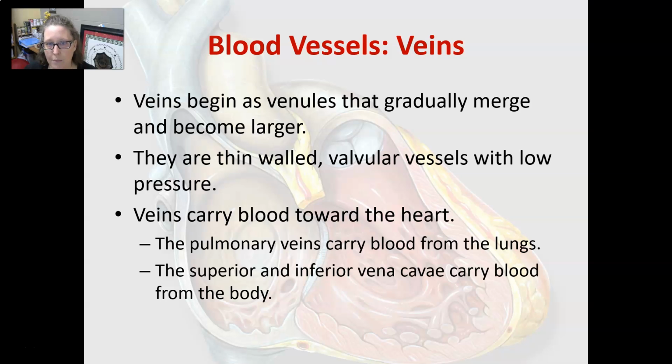And then the veins begin as venules attached to the capillary beds, and they gradually merge and become larger and larger veins. They are thin-walled, they have valves, and they are low pressure, and they carry the blood back towards the heart. The pulmonary veins carry oxygenated blood from the lungs back to the heart, and the superior and inferior vena cava carry blood from the body back to the heart.